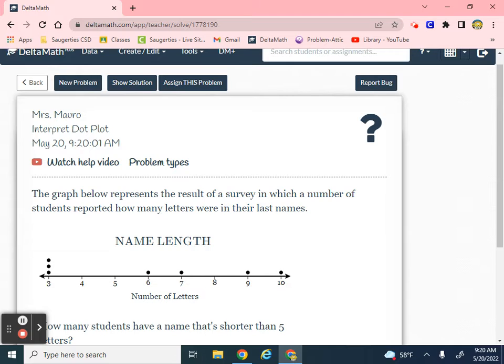This is called the dot plot because there's dots. They can also do X's, like whatever's easiest. Each dot represents something. Like if we did a dot plot of ages for each one of you, there would be a dot.